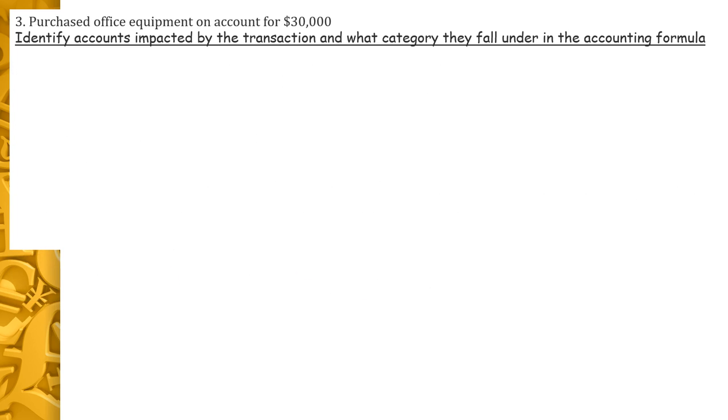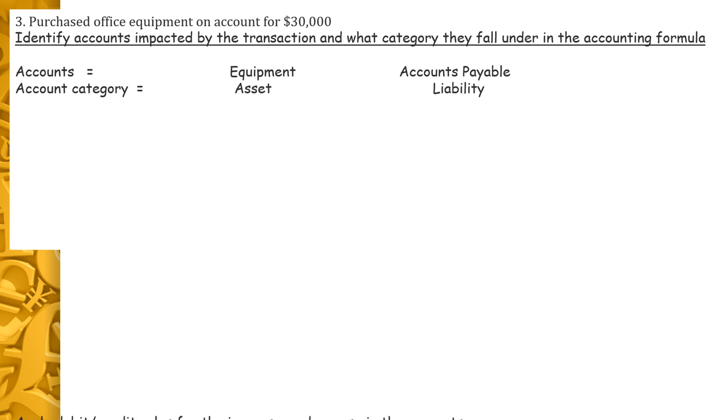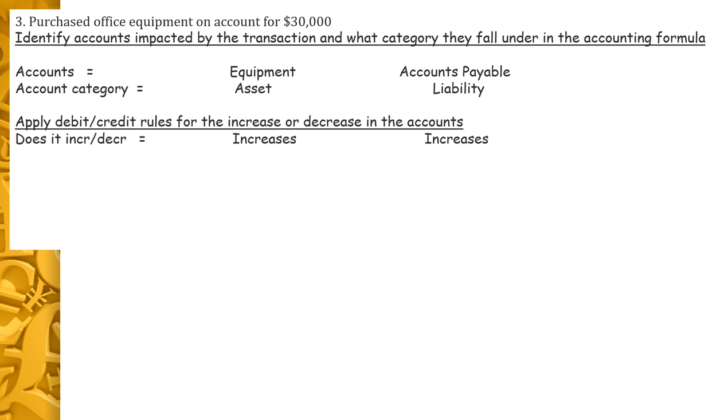Now, we purchased office equipment on account for $30,000. Now, remember, whenever you see on account, what that means is we got something, but we didn't pay for it, which means we now have a liability. So we've got equipment and accounts payable. Equipment is an asset, accounts payable is a liability. Now, increase, decrease. We increase the asset because now we have the asset, but we also increase our liability, accounts payable. We know that we debit equipment when it goes up, and we credit accounts payable when it goes up.